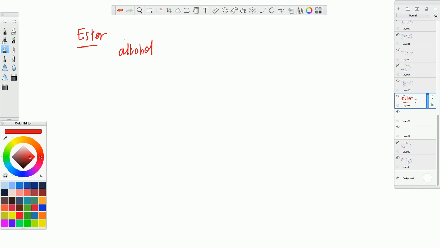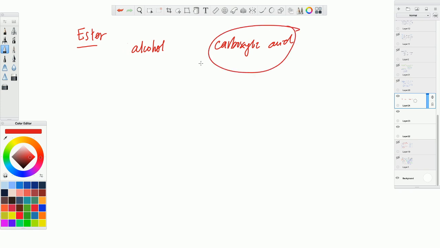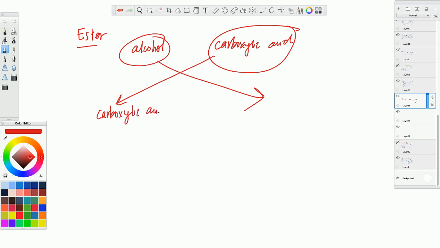Okay. So ester is made from alcohols and carboxylic acid. But what we do is we always write carboxylic acid in front, and alcohol behind. Why? Easier to write equation. So we switch it a bit. Carboxylic acid in front, alcohol we write behind.